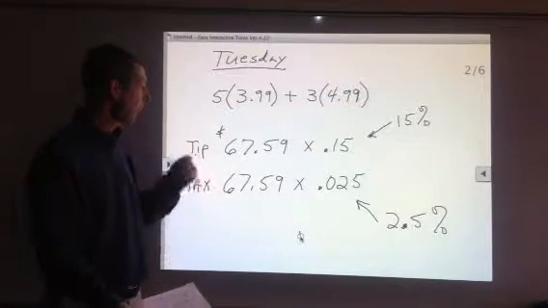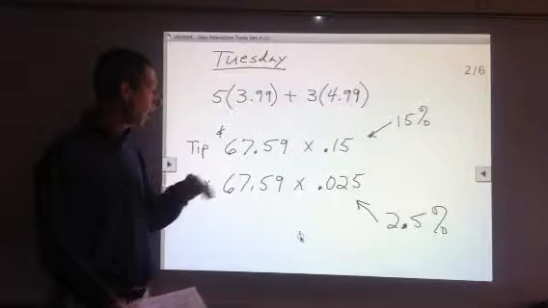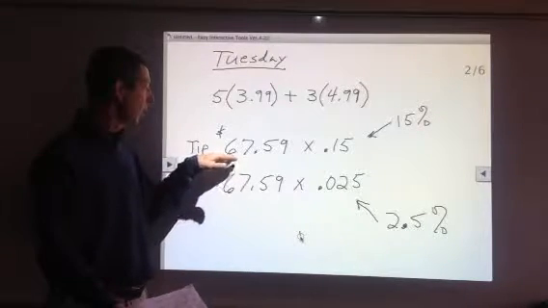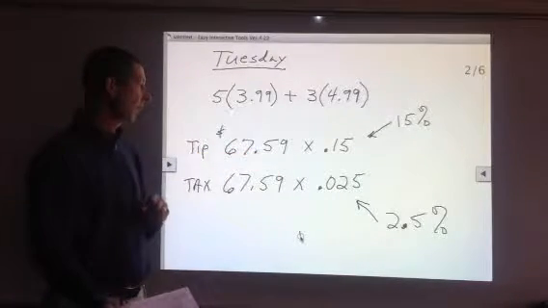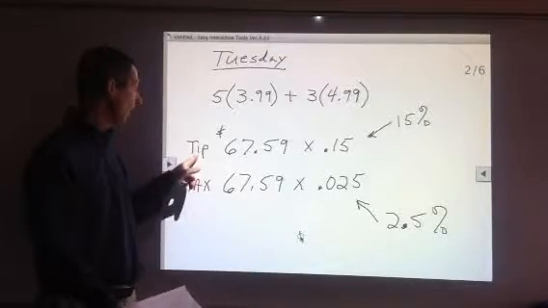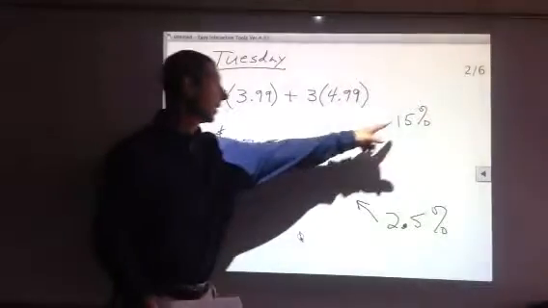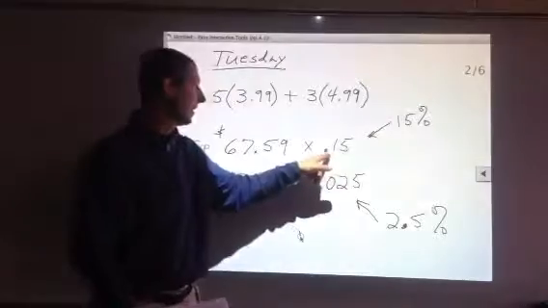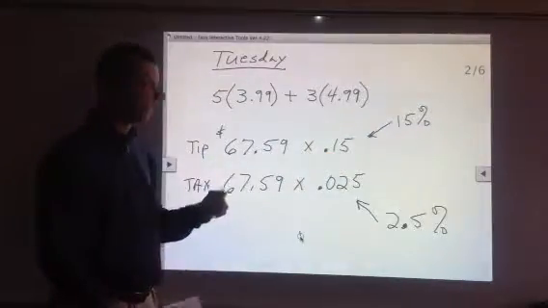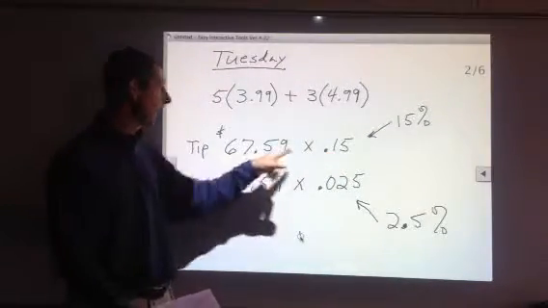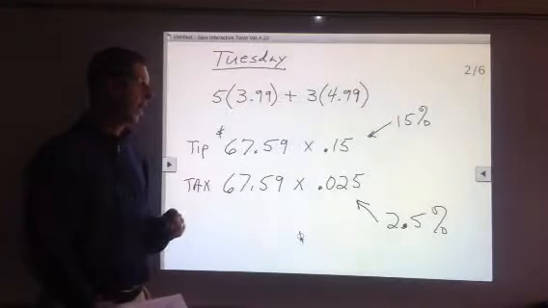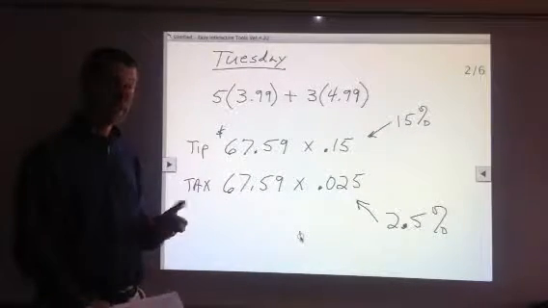Okay, the next problem was one where we went out to dinner. The bill was $67.59. Want to leave a tip of 15%. 15% as a decimal is 0.15. So we got to multiply this amount by 0.15, and that would be a 15% tip.